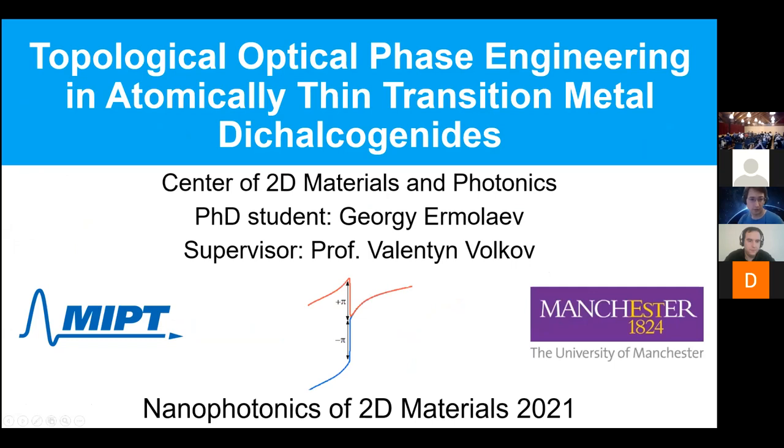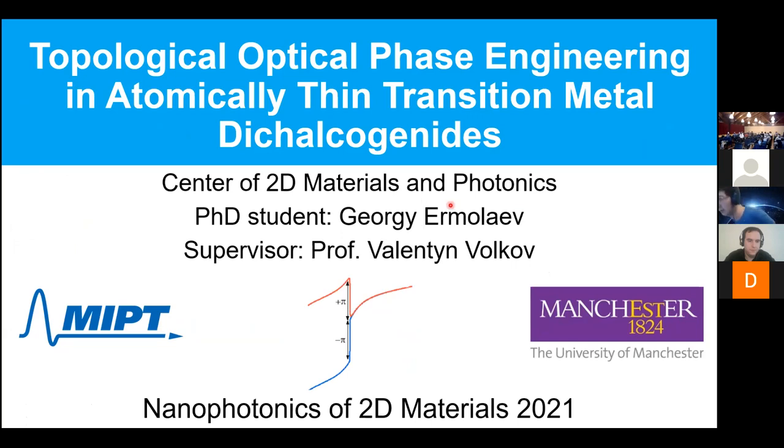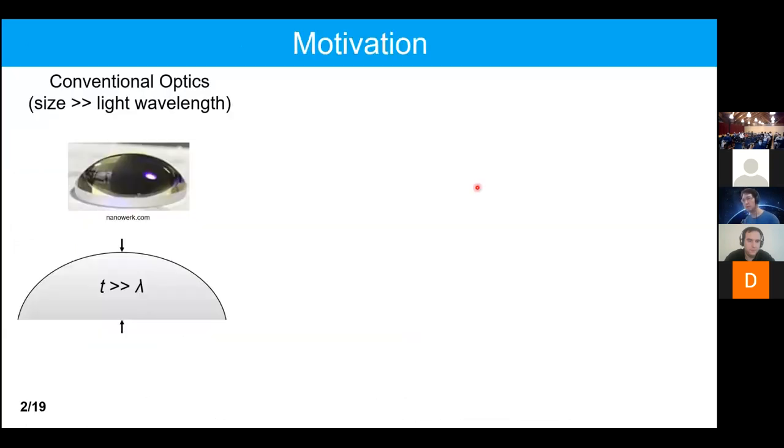So today I will tell you about efficient phase manipulation in two-dimensional materials by topology, but unlike the first speaker, who introduced very nice complicated topologies, I will use the very basics of topology. To begin with, we are all familiar with conventional optics, for example eyeglasses like I'm wearing right now, which control the optical wavefront on the surface of the optical component. They are quite bulky and their size is much larger than the wavelength of light.